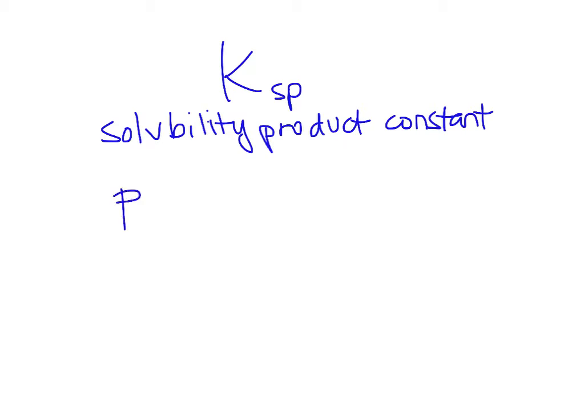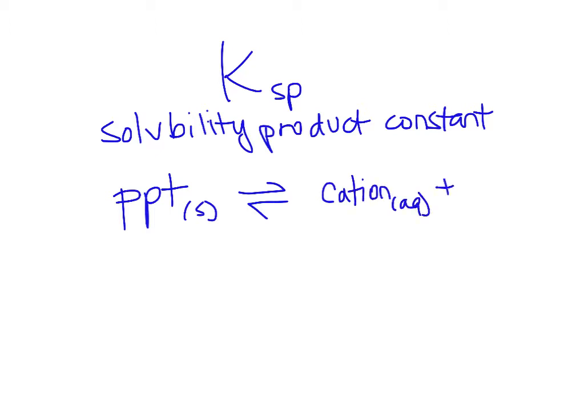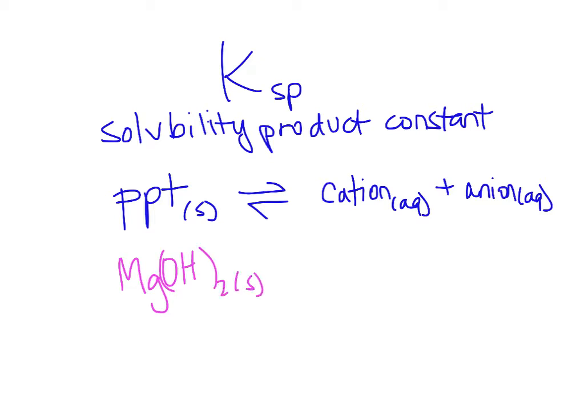So basically this is going to be the form. You're going to take your precipitate, which is going to be your solid, right? And it's going to be in equilibrium with its ions. So you'll have the cation, which will be dissolved, and your anion, which will be dissolved. And then whatever the stoichiometry is, whatever the ratios are. If we do a specific example, like magnesium hydroxide. Okay, so that's a typical precipitate.